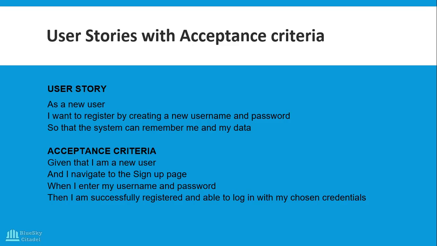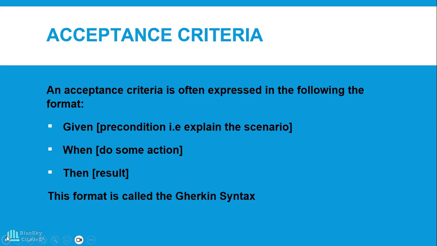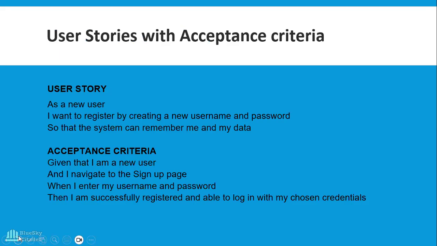Now, how do we know that you have successfully registered? These are now the steps. So this sets out the scene, right? What's the scenario? Who's using the system? It's a new user. The person is new to that platform, okay? And I navigate to the sign up page. When I enter my username and password, then I am successfully registered and able to log in with my chosen credentials. Before I explain the fact that we are seeing four lines instead of three, let me explain something else.